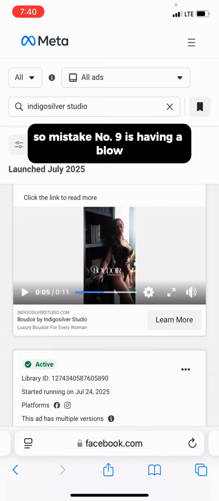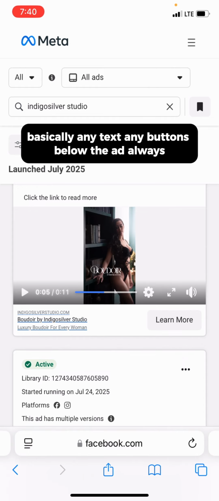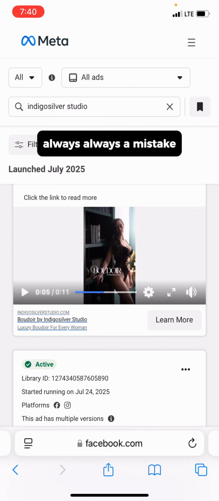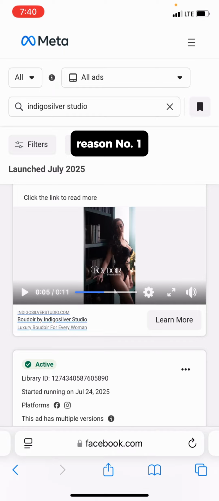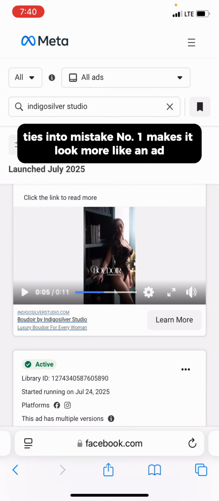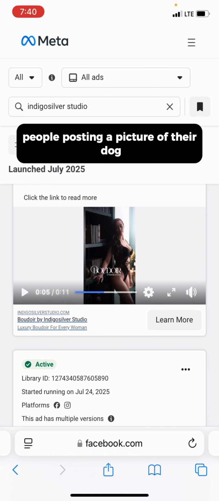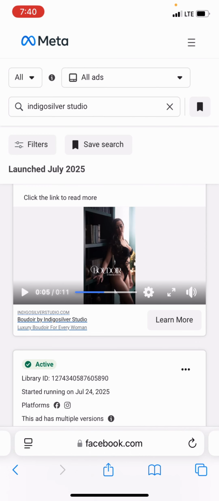So mistake number 9 is having a below creative headline, a description, or button. Basically, any text, any buttons below the ad, always, always, always a mistake. 3 reasons why. Reason number 1, which ties into mistake number 1: it makes it look more like an ad. When it looks more like an ad, people posting a picture of their dog, do they have a below creative headline or a button below it?